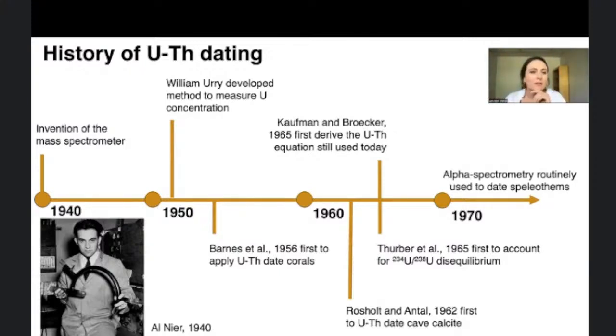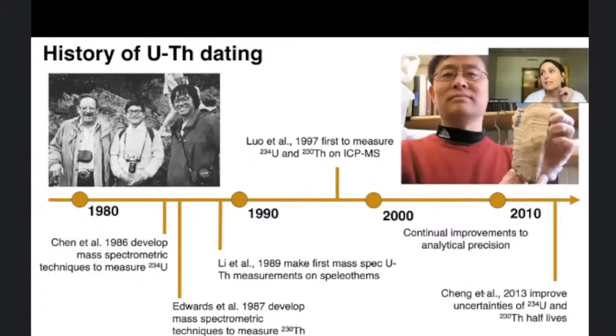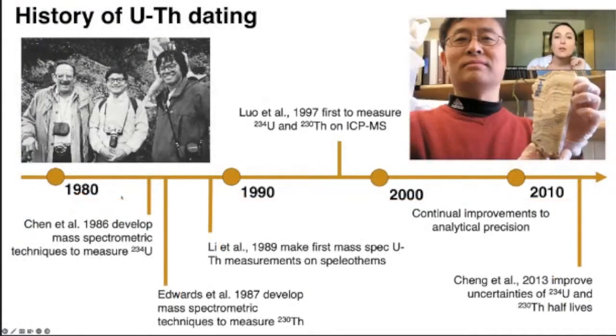So we were stuck in this space for a while, until about 1980, when Jerry Wasserburg, a famous geochemist at Caltech, hired two PhD students to make the first mass spectrometric measurements of uranium-234 and thorium-230. That was Chen, who published in 1986 the measurement of uranium-234. And then this guy, who might look familiar to many of you, this is a very young Larry Edwards, who published his findings of measuring thorium-230 using mass spectrometry in 1987. This was all done on the TIMS, the thermal ionization mass spectrometer.